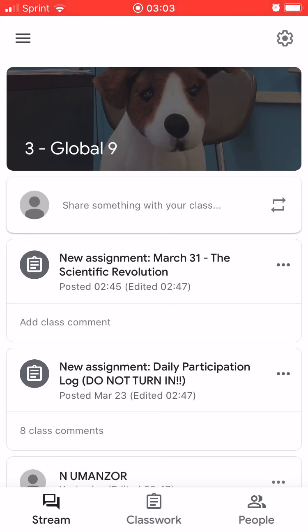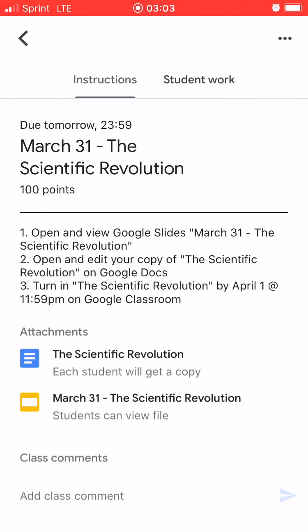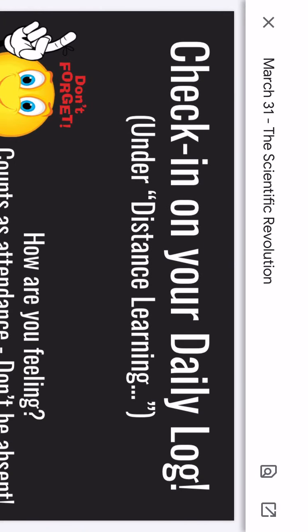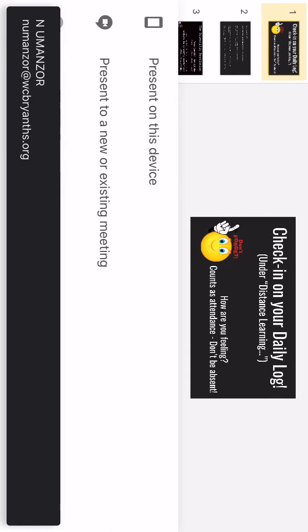Let's go and see the assignment for today, which is March 31, the scientific revolution. So you're going to open that up and go to the instructions. Obviously, you're going to open up the Google Slides first. Please, please, please do that first, just because it helps us get background information before we go into the reading. So let's open up the Google Slides, and let's present this sucker.